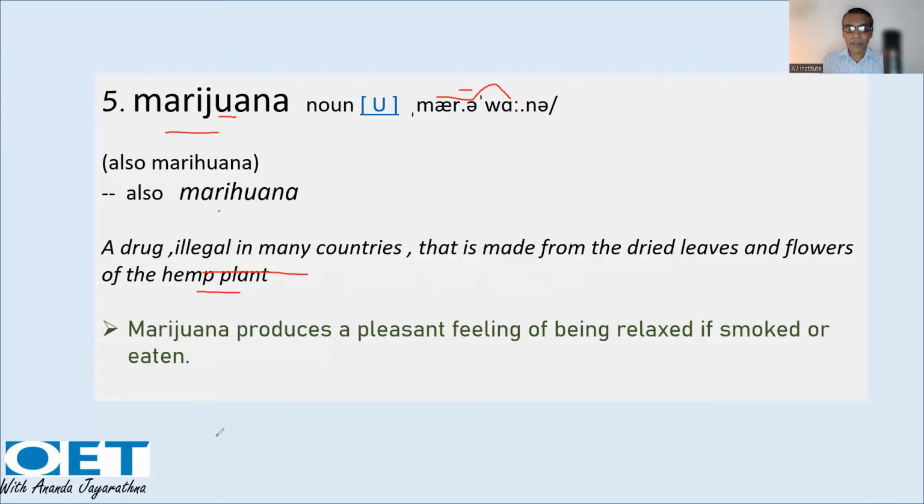Now look at this example. Marijuana produces a pleasant feeling of being relaxed if smoked or eaten. So learn the correct pronunciation of this word. Okay, there are so many different pronunciations, but according to the Cambridge dictionary, the pronunciation is marijuana. So you can keep those different pronunciations in your memory as well, because that will be useful in your listening task.